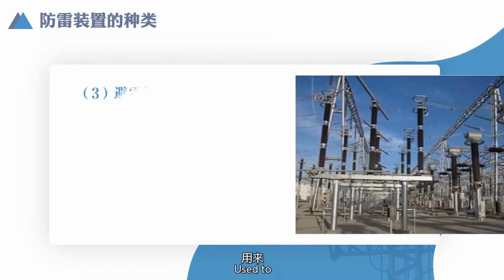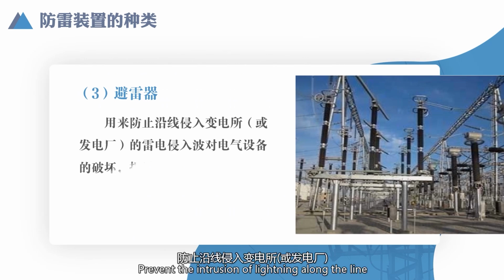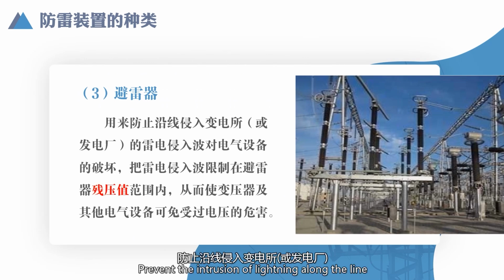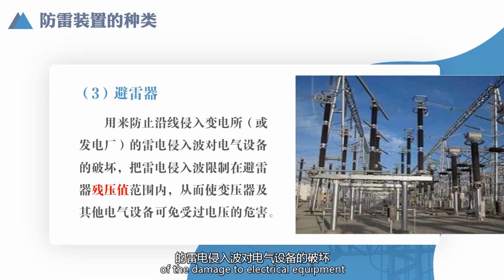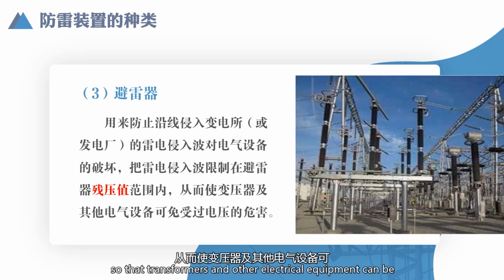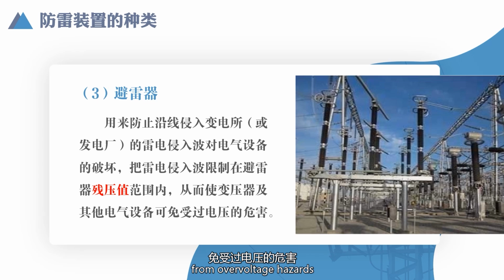Lightning arrestor, used to prevent the intrusion of lightning along the line into the substation or power plant, and the damage to electrical equipment. It limits the lightning intrusion wave to the lightning arrestor residual voltage range, so that transformers and other electrical equipment can be protected from overvoltage hazards.